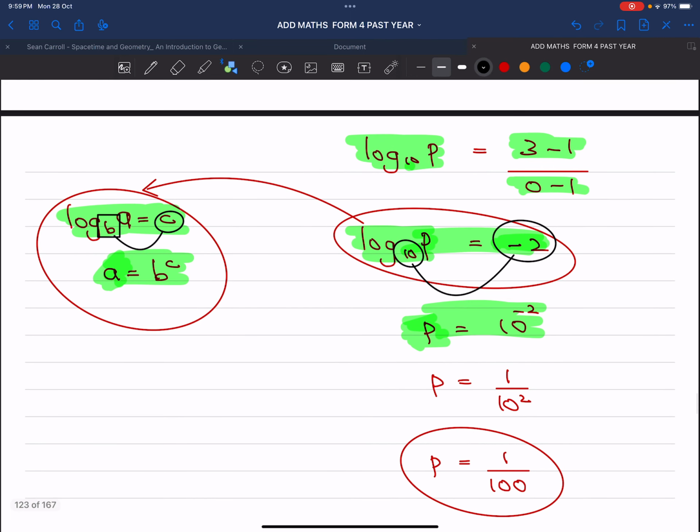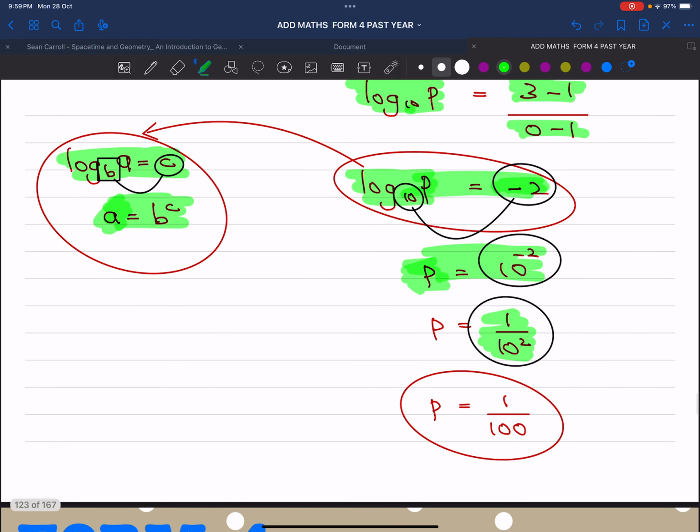Of course, power negative comes down. It will become 1 over 10 power 2. Of course, 10 power 2 is 100. So our answer, p equals 1 over 100. That's it.